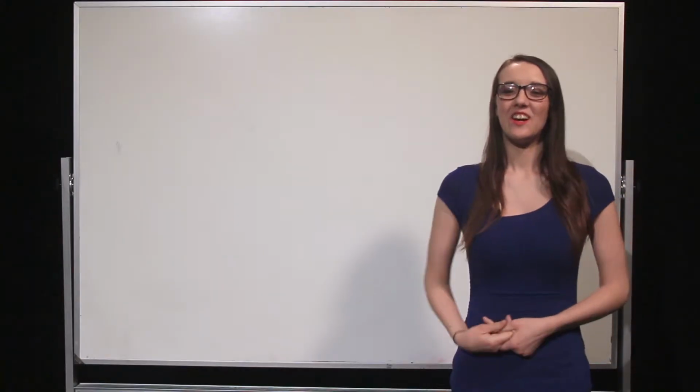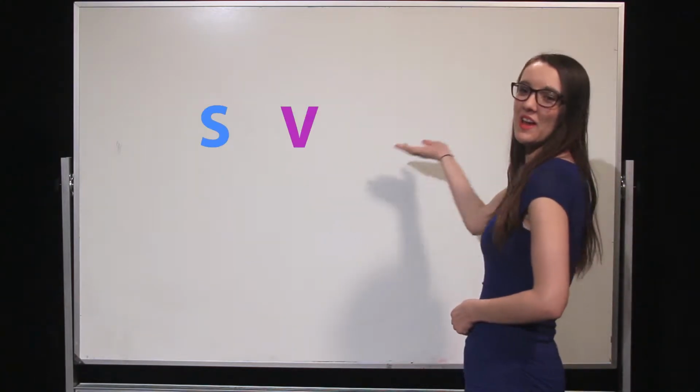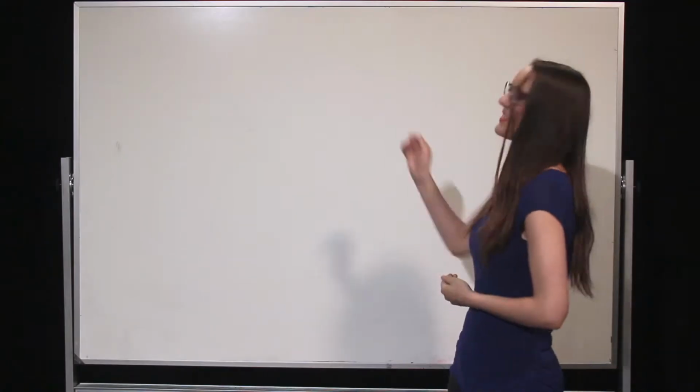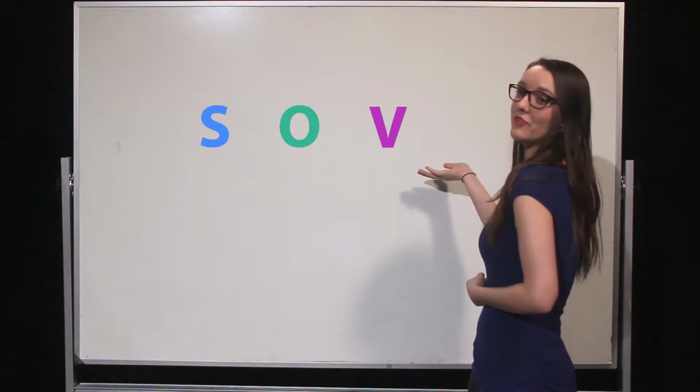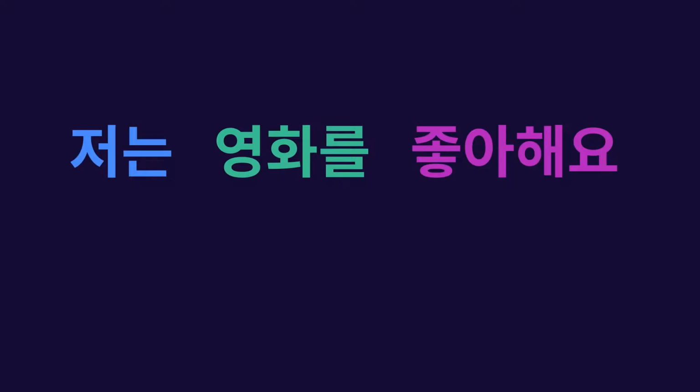Let's get started. In English, a simple sentence structure would be subject, verb, object. For example, a simple sentence would be, I like movies, with the subject being I, the verb being to like, and the object being movies. However, in Korean, the sentence structure is a little different. It would be subject, object, and then verb. So it would go, 저는 영화를 좋아해요.